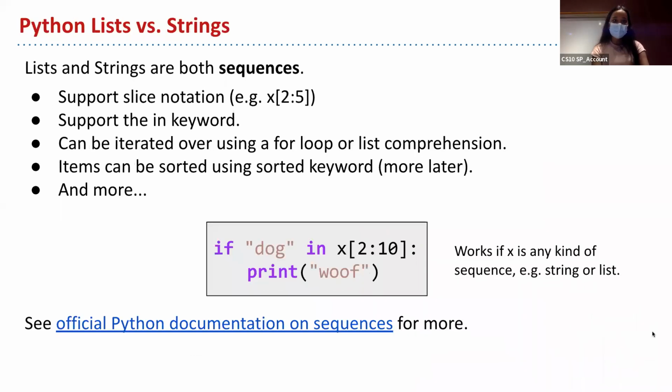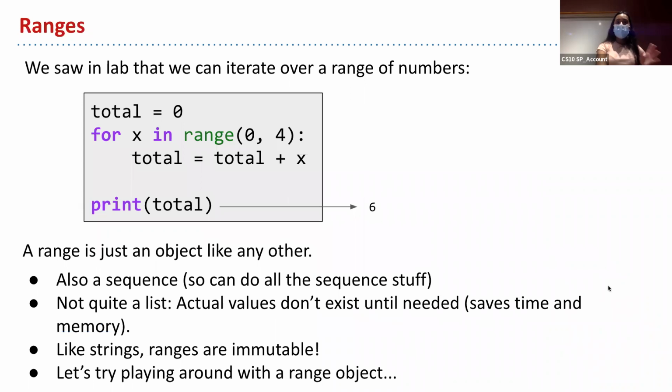Cool. Let's keep going. So lists versus strings, both of these are sequences. They both support slice notation. You can do this in thing where you check if dog is in this. So all of these things are kind of part of the same family in a sense. A lot of functionality that exists with lists, you can also apply to strings. And then range really quick. Have you guys seen range in lab yet or no?